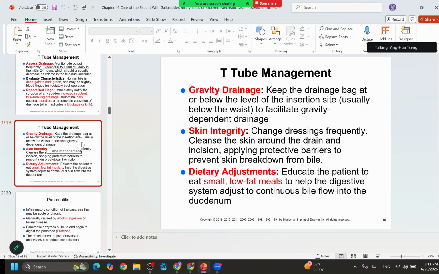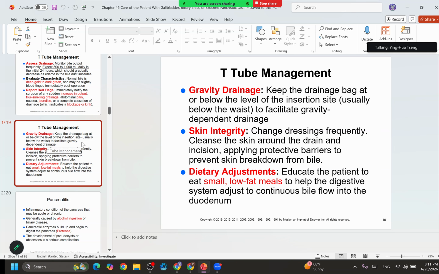Okay, here, the gravity drainage. For the T-tube, we don't use a Jackson-Pratt. We just use a normal gravity drainage, just let it flow naturally. It's the same thing as your Foley catheter care. It drains by gravity.